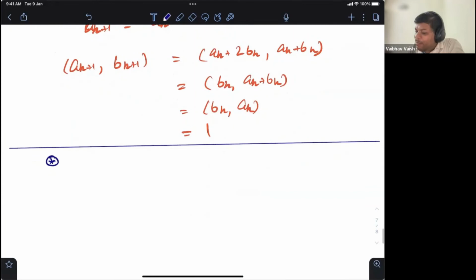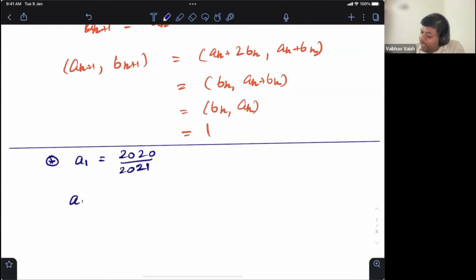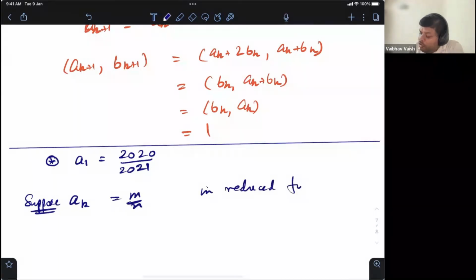Okay, so this, I believe, is not so simple. The idea is this. Let's say A1 is 2000, you can pick any two consecutive numbers. We can give a solution. So let's take A1 equal to 2020 by 2021, let's say. And then what you can do is, suppose AK is M by N in reduced form.